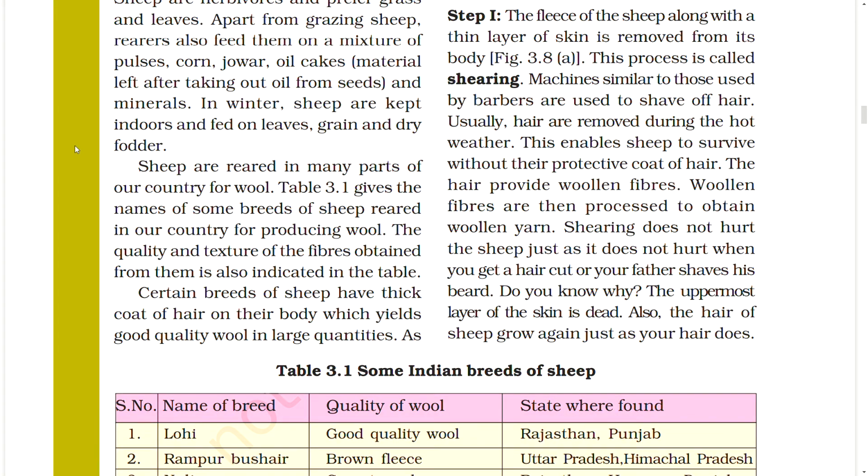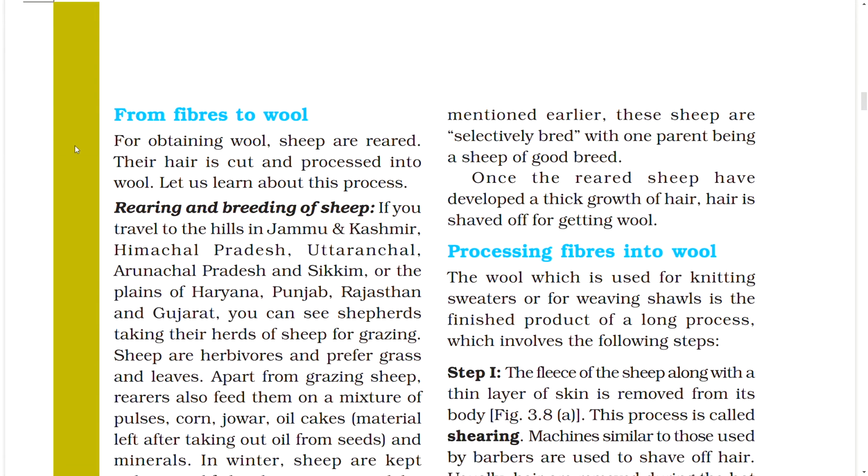Sheep are reared in many parts of our country for wool. Table gives the names of some breeds of sheep reared in our country for producing wool. The quality and texture of the fibers obtained from them is also indicated in the table. Certain breeds of sheep have thick coat of hair on their body which yields good quality wool in large quantities. As mentioned earlier, these sheep are selectively bred, with one parent being a sheep of good breed. Once the reared sheep have developed a thick growth of hair, hair is shaved off for getting wool.